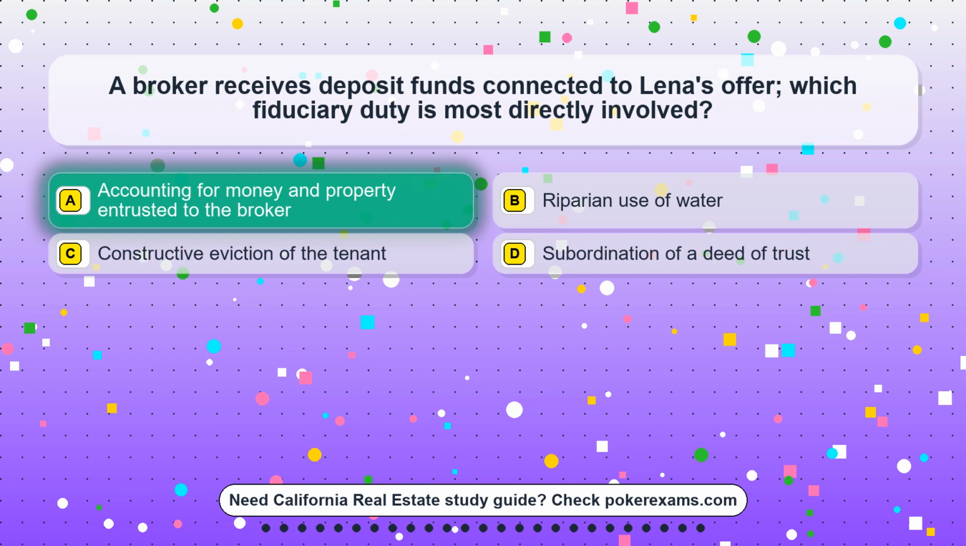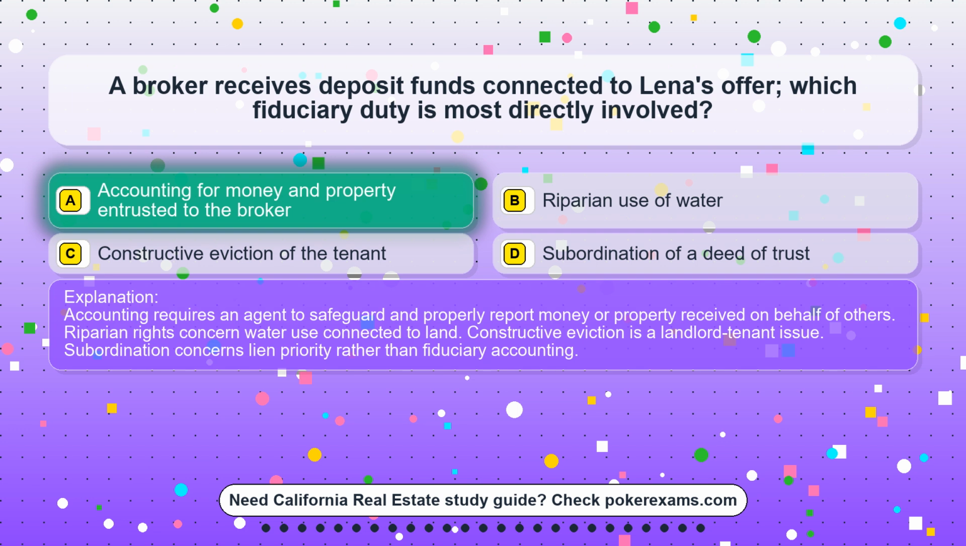The correct answer is option A. Accounting for money and property entrusted to the broker. Accounting requires an agent to safeguard and properly report money or property received on behalf of others. Riparian rights concern water use connected to land. Constructive eviction is a landlord minus tenant issue. Subordination concerns lien priority rather than fiduciary accounting.